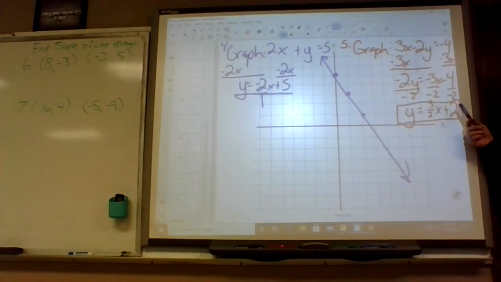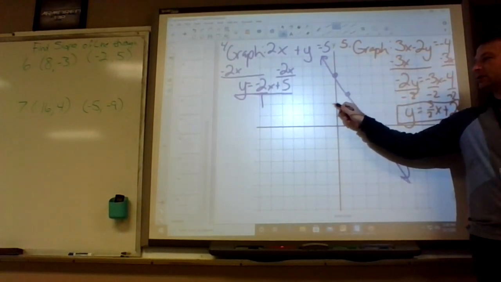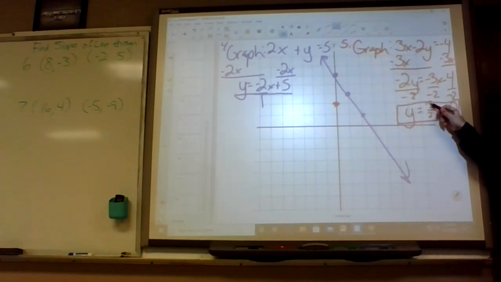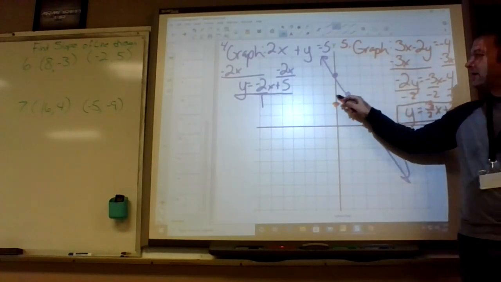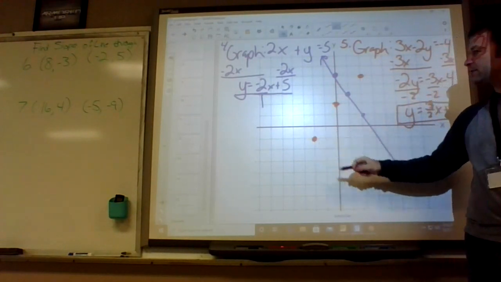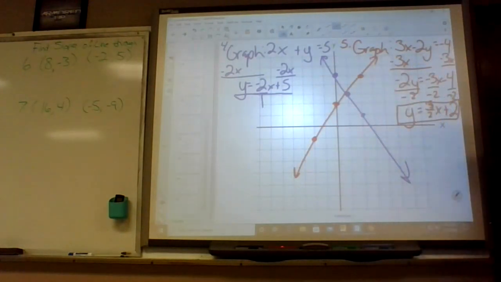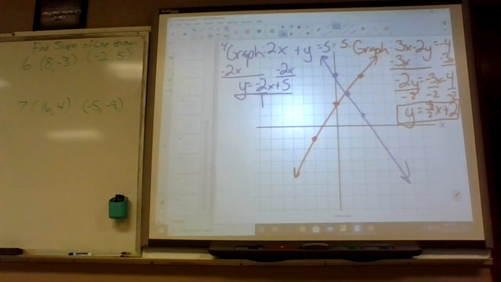Okay, Sam, where do I start in the graph? So you start at 2. Start up 2. You go up 3 and over 2. Rise 3, run 2, or you go backwards, down 3 and left 2. Any questions on those? Okay.